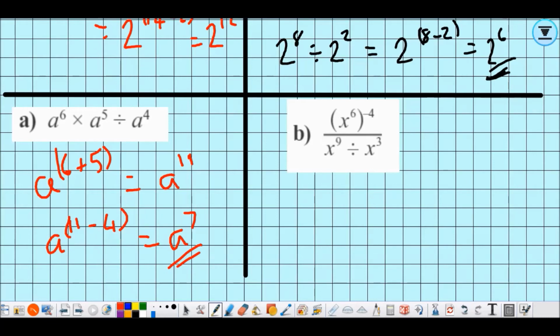And on to B. Again, we've got to think what rules we've got. This top one here, we've got rule 3 where we've raised a power to another power, so we're going to multiply the powers together. At the bottom here we've got divide, so we're going to subtract the powers away from each other.